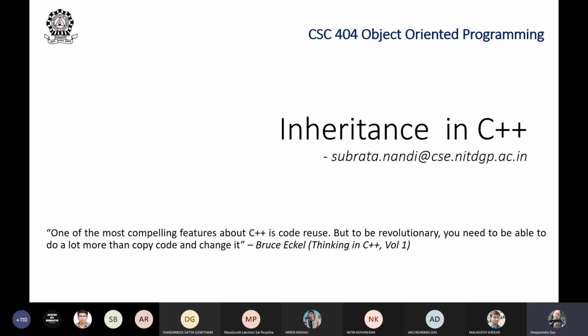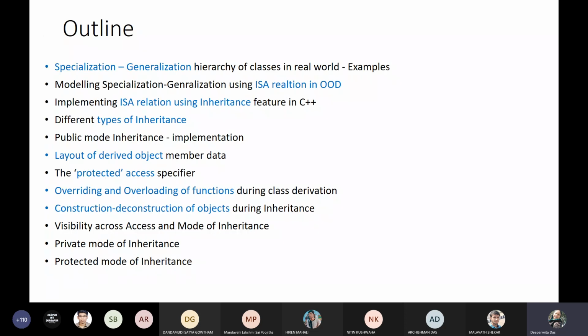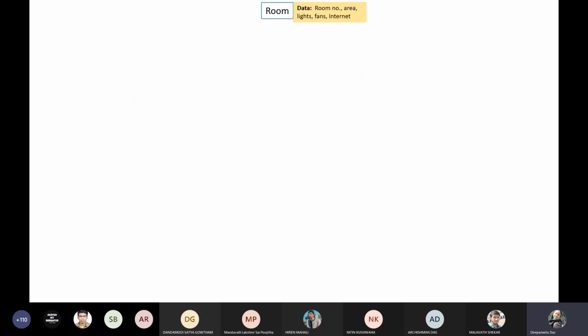Okay, so let us start with a very simple example. The first topic is specialization and generalization hierarchy of classes in real world. I'll be taking one example of a room. Let us find out this particular class room and its features, and then I'll try to model all the rooms that are there in a college building and what their uses are, in an object oriented data structure.